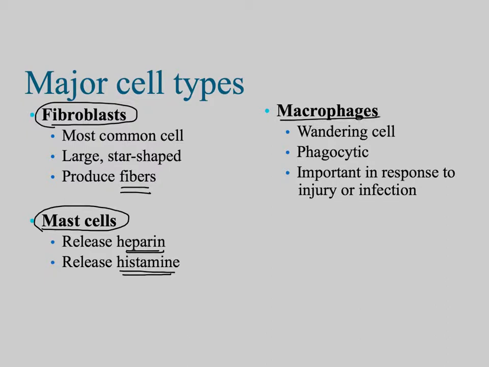And the macrophages, which are a wandering cell. The fibroblasts and the mast cells don't go anywhere, but macrophages wander around because they're phagocytic. They're part of the immune system, so they're important because they can go attack bacteria or viruses, other things that are coming in who might be causing you an infection.